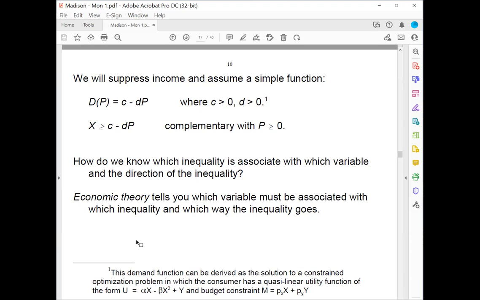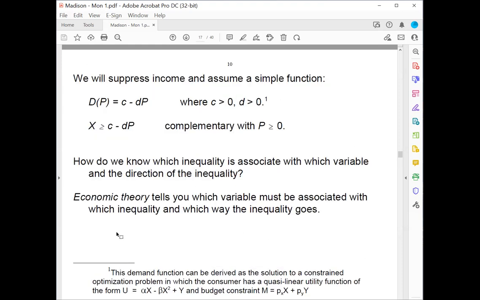And so then the inequality in the model is X greater than C minus TP, complementary with P. So again, the direction of the inequality and which is the complementary variable is, your economics tells you what that is. If you get the association wrong, you may be lucky and still get a solution, an interior solution, or it may fail to solve, or it may go off to infinity. You'll get an error message that says problem is unbounded, or something like that.